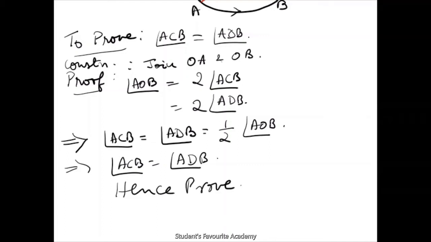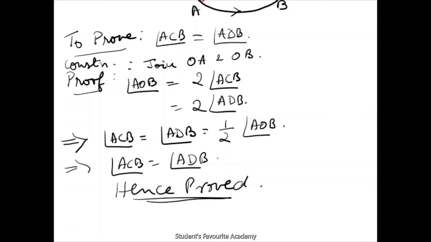So angles in the same segment are always equal. Okay, from examination point of view, this proof is not very important. The previous one, the angle subtended by an arc at the center is double the angle subtended by it in the remaining part of the circle. That is very important from proof point of view.